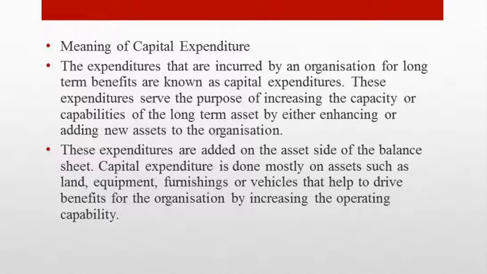Capital expenditure is done mostly on assets such as land, equipment, furnishing, or vehicles that help to drive benefits for the organization by increasing the operating capability. Here we understand that capital expenditure is that expenditure which is incurred by the organization, and the benefit that is derived from this kind of expenditure is for a pretty long period of time. Example like purchase of land, building, car, etc.